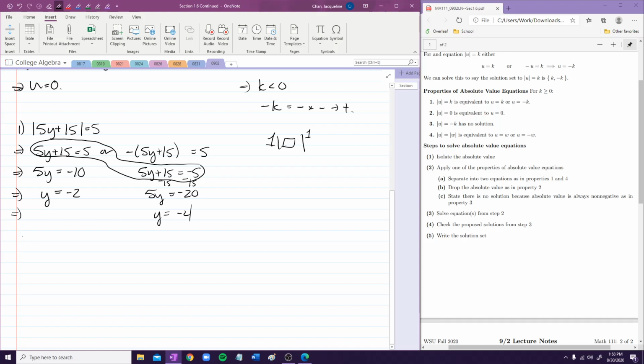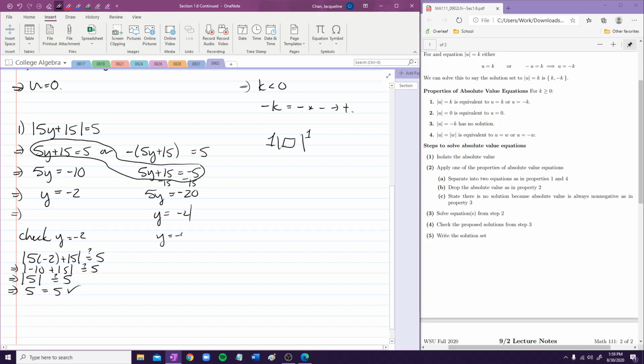Okay, so checking y is equal to negative 2. Don't forget, I have the absolute value of 5 times negative 2 plus 15. Is this equal to 5? 5 times negative 2 is negative 10 plus 15. Negative 10 plus 15, that's also 15 minus 10, so this is 5. Does this equal 5? The absolute value of 5 is 5. 5 does equal 5, so y equals negative 2 is a solution.